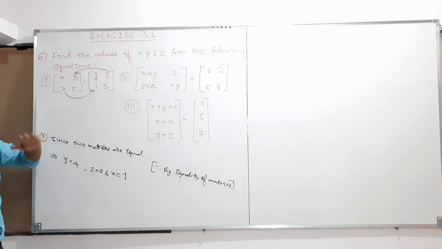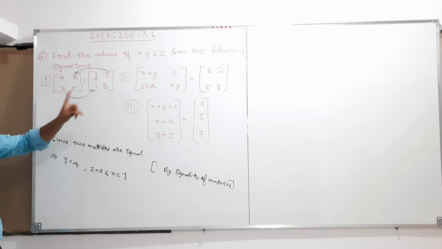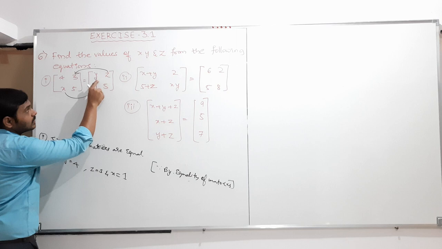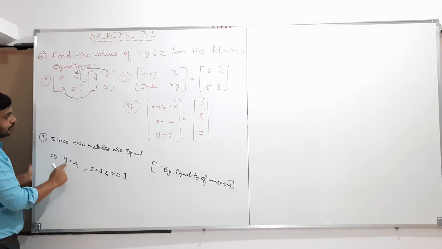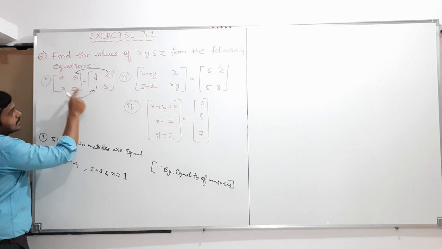Now, they have given that this matrix is equal to this matrix. If so, then each element of this matrix is equal to the corresponding element of the other matrix. Therefore, I am writing 4 equals y, and next 3 is equal to z, and next, students, x is equal to 1.